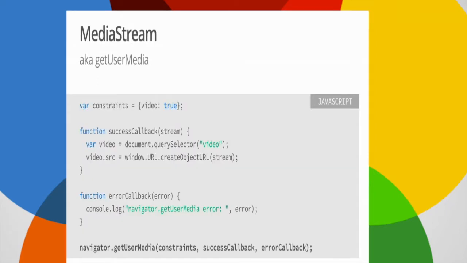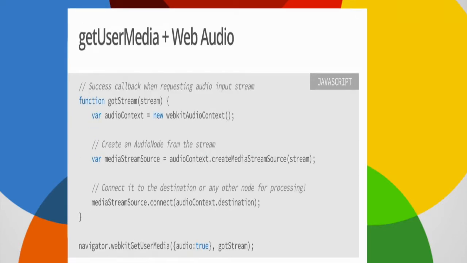So let's look at the code for that. You can see that getUserMedia takes three arguments: constraints, success callback, and error callback. For constraints, that takes video. Just enter video and nothing else. And then in the success callback, they are setting the source of the video using the stream that is returned by getUserMedia. We can also use getUserMedia for input from the microphone.